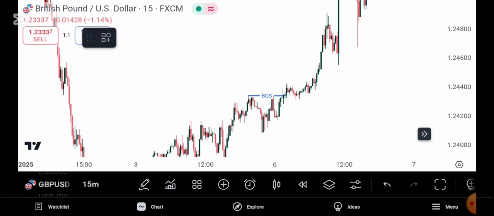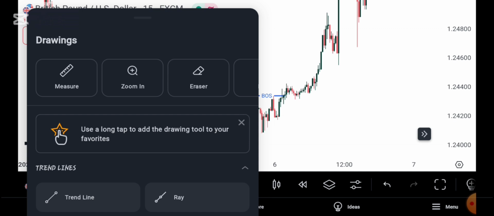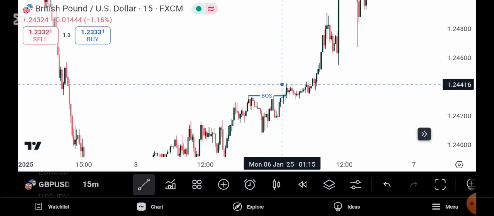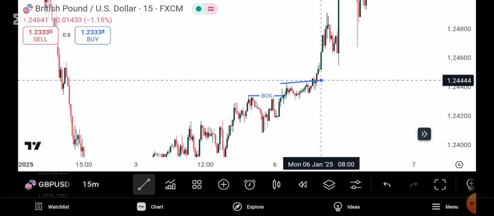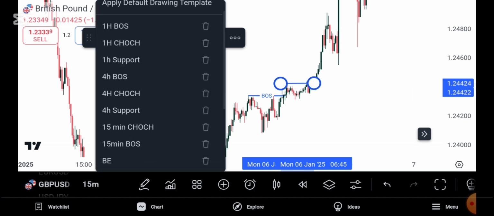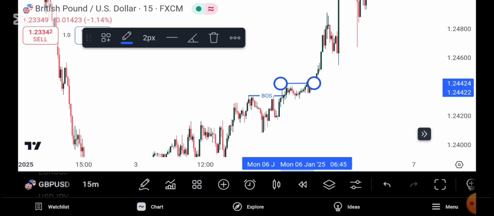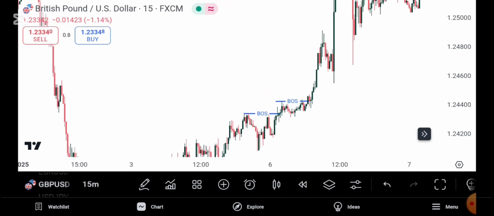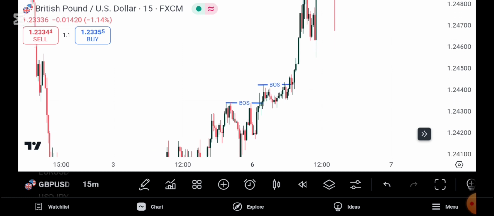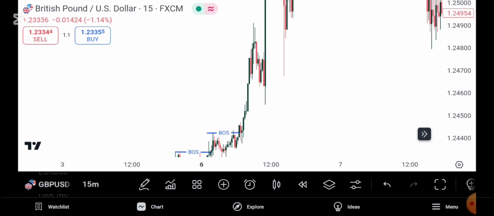Then you can see after this order block, the market did some retracement, but it continued moving upwards, breaking another structure at this point. At that point, we had another break of structure. And you can see the market continued going up, forming those structures.